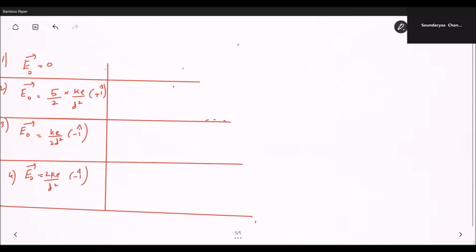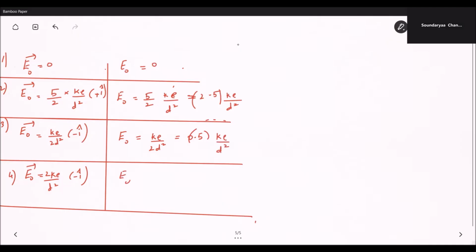Now let's write the magnitude of these values. So the magnitude of E naught for the first one is 0. And for the second one it is 5 by 2 Ke by d square, and 5 by 2 is 2.5. And for the third one it is Ke by 2d square, which is 0.5 times Ke by d square. And for the fourth one, E naught is equal to 2 Ke by d square.